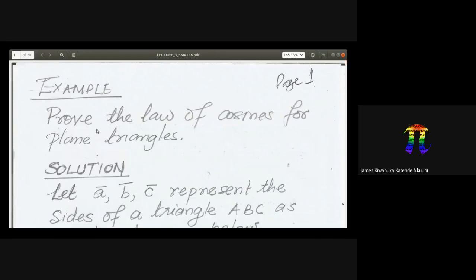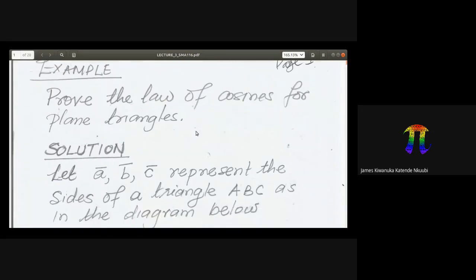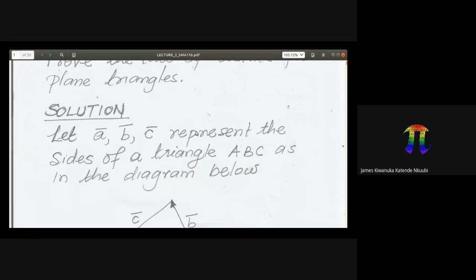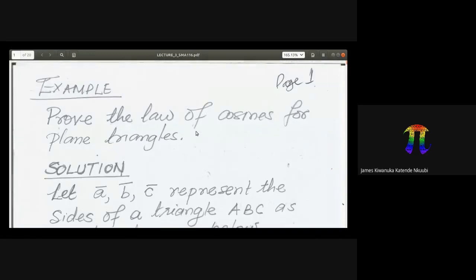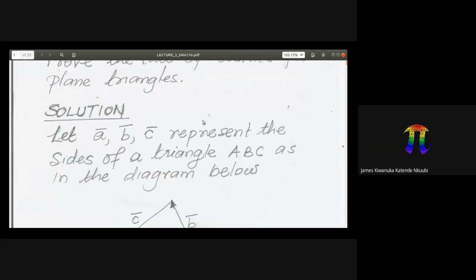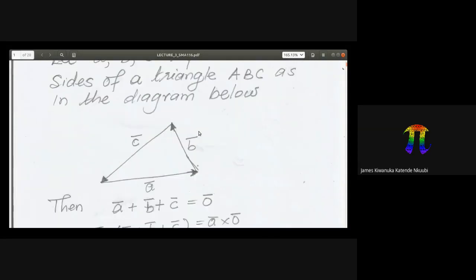So this question asks the following. We prove the law of cosines for plane triangles. You may have proved this using different techniques, but now we are going to show you how you can do it using these cross products and dot products. Actually, we'll use a cross product in particular and mix it up.